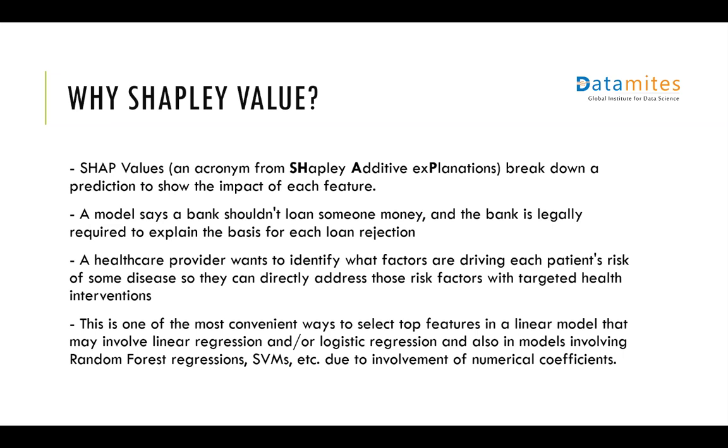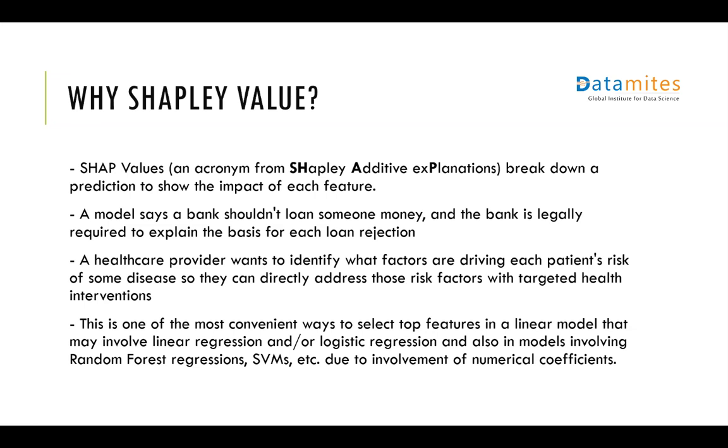Now, SHAP values. SHAP is an acronym for Shapley additive explanations, and it basically breaks down the prediction to show the impact of each feature. Now, let's say you have created an ML model and you have given it to a bank, which uses it to find out if a customer is appropriate to give a loan, or his or her loan request is rejected.